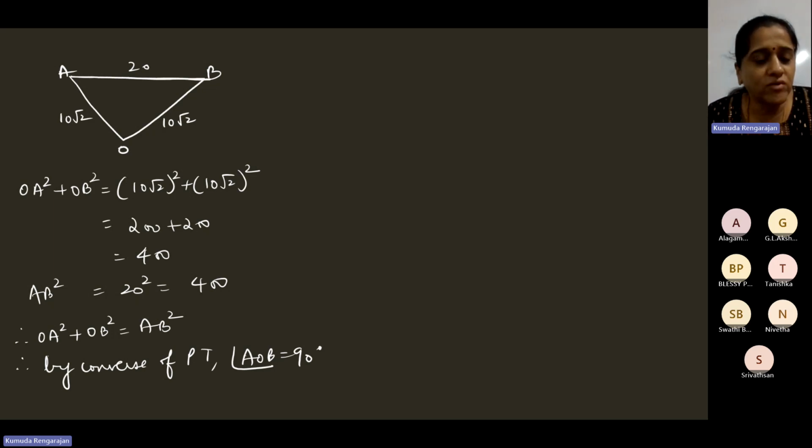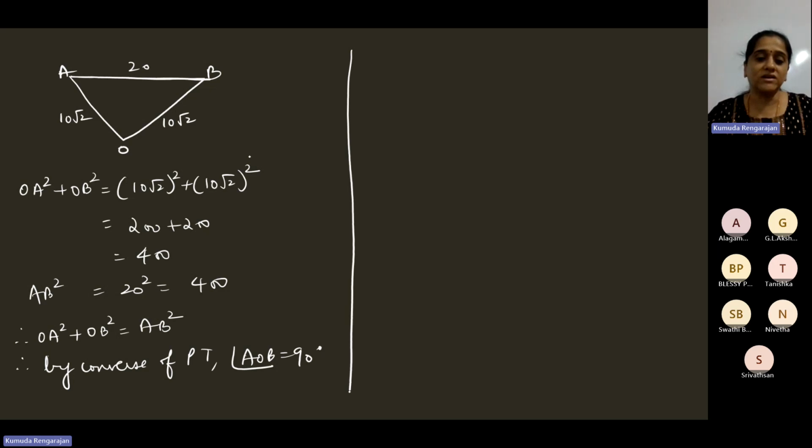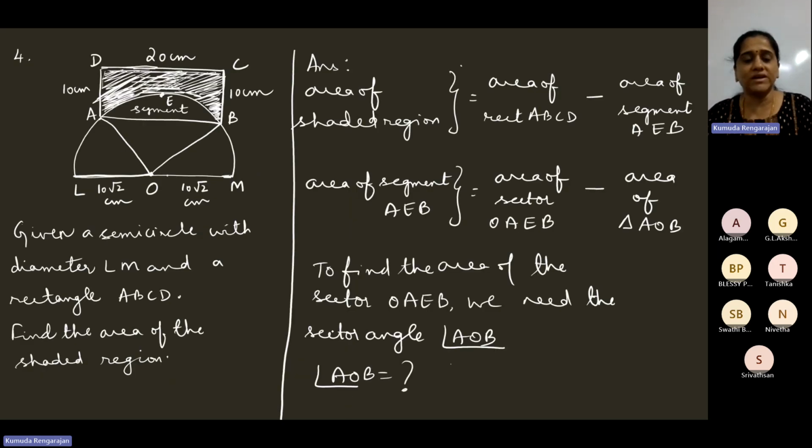So since OA square plus OB square is equal to AB square, the sides form a right triangle. And which is the right angle? Opposite of the longest side. Which is the longest side? AB. Which is the angle opposite the longest side? AOB is 90 degrees. So it's a right triangle. And we also found the sector angle. We found two things: the sector angle, and that it's a right triangle. So its area is half base into height, half into R into R.